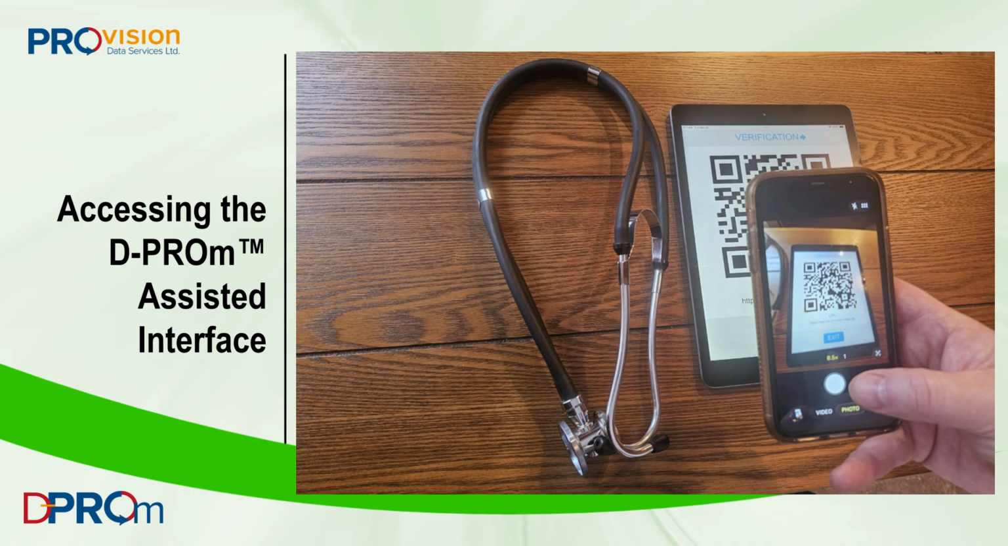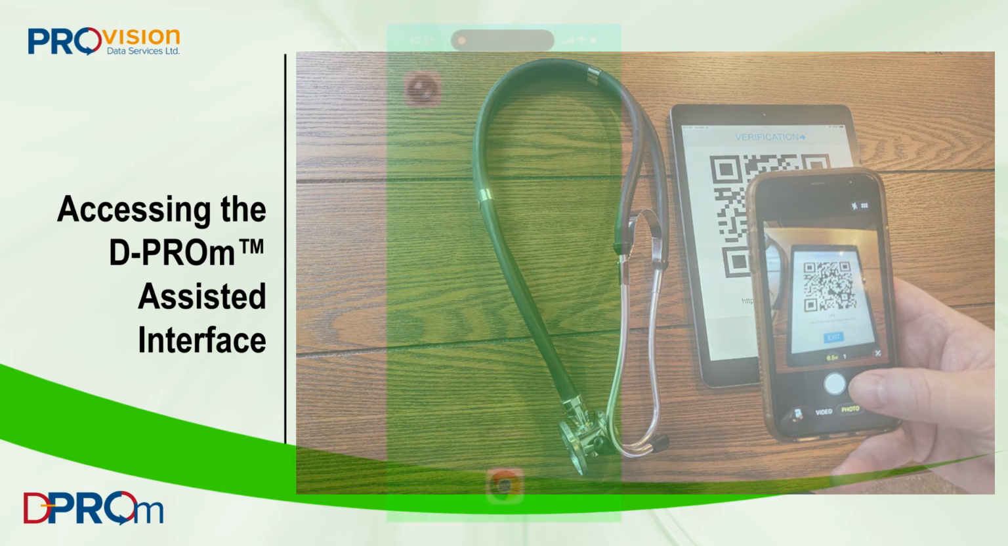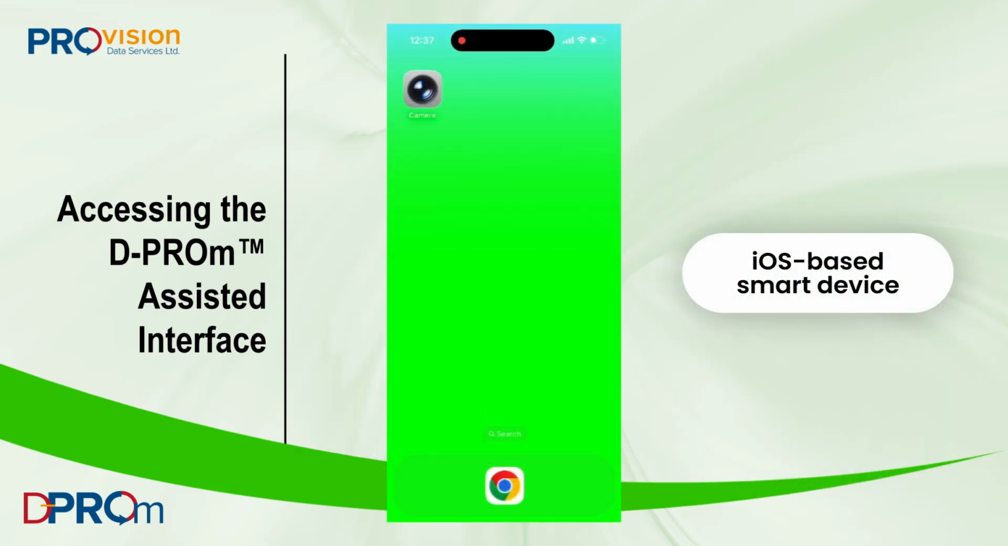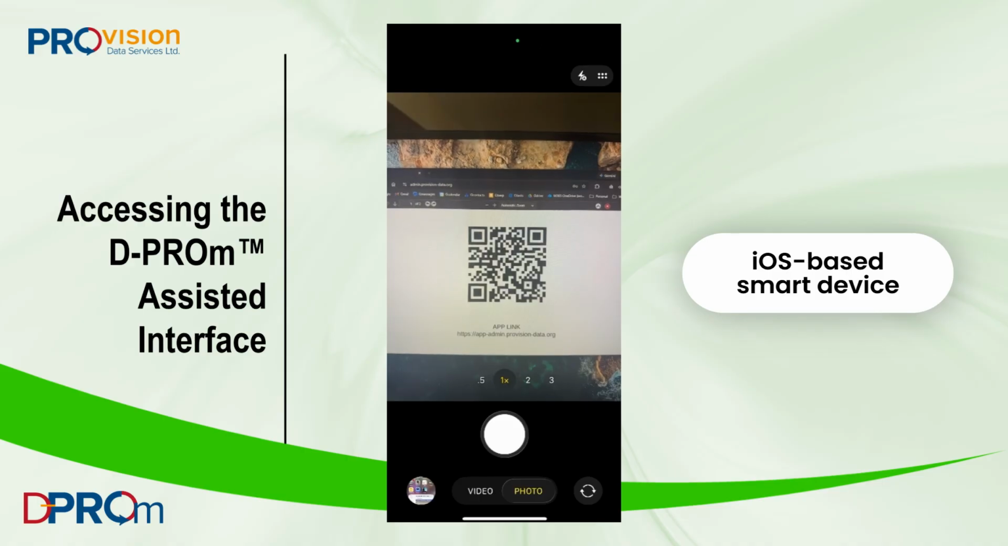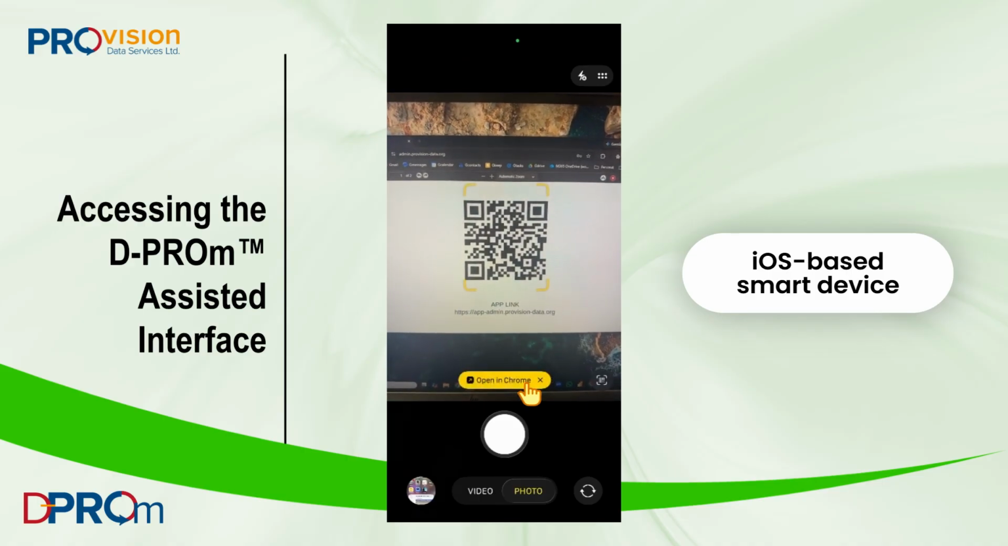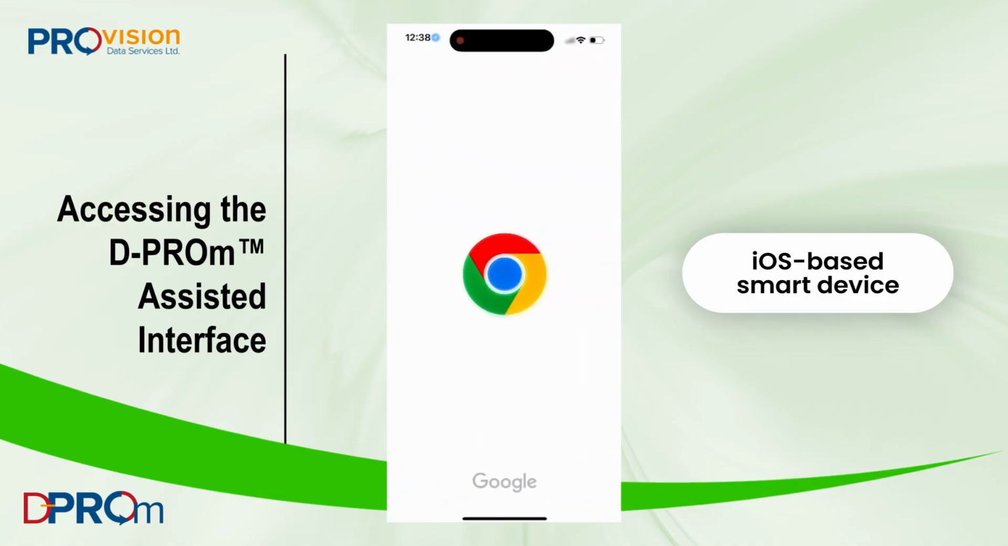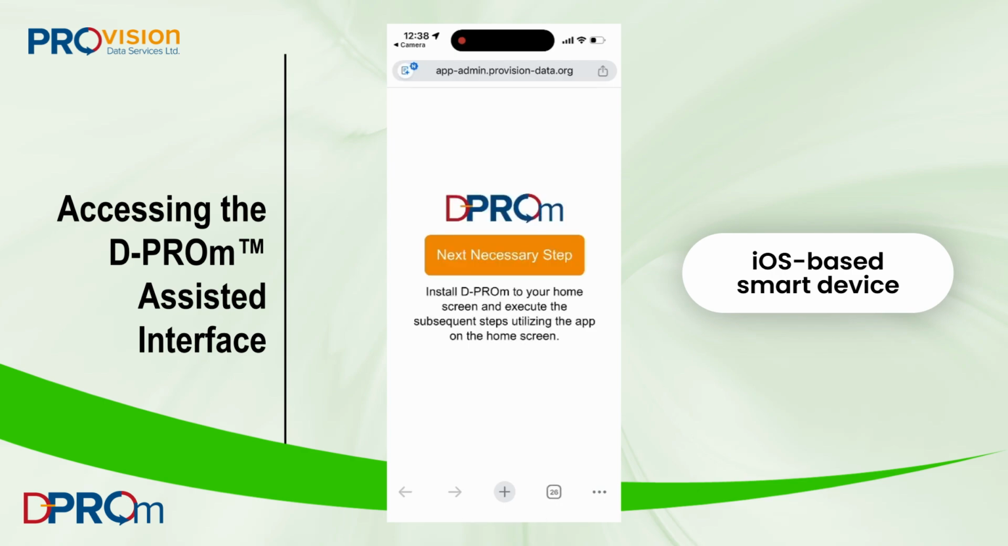Now it's time for the clinician to install the D-PROm Assisted app on the smart device. Go ahead and pick up the smart device and point the camera at the app link QR code being shared by the administrator. Tap the URL that appears. You'll see a screen that explains the app must be installed to your home screen and that you should only use the home screen app going forward.